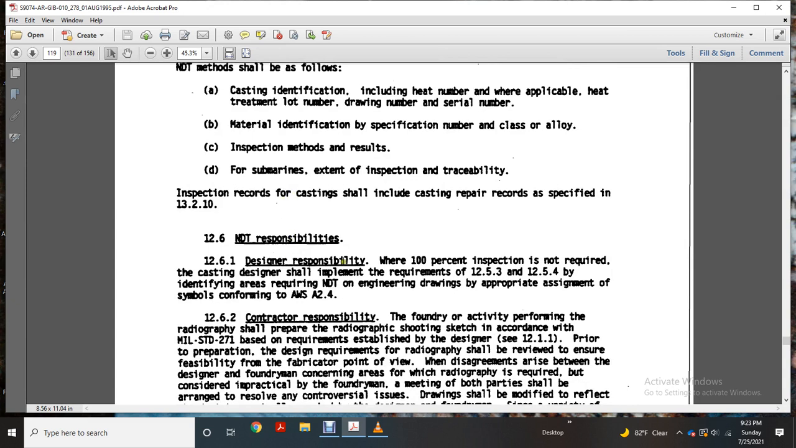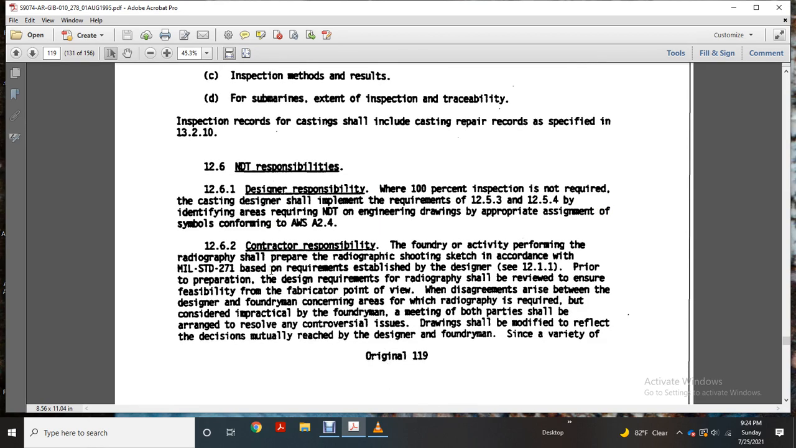Non-destructive testing responsibility. Designer responsibility: 100% of the inspection does not cover the casting. The designer shall implement the requirements 12.53 and 12.54 by identifying the area of the non-destructive testing on the engineering drawing with appropriate assignment of the symbol to conform with AWS A2.4. Sorry, 24.